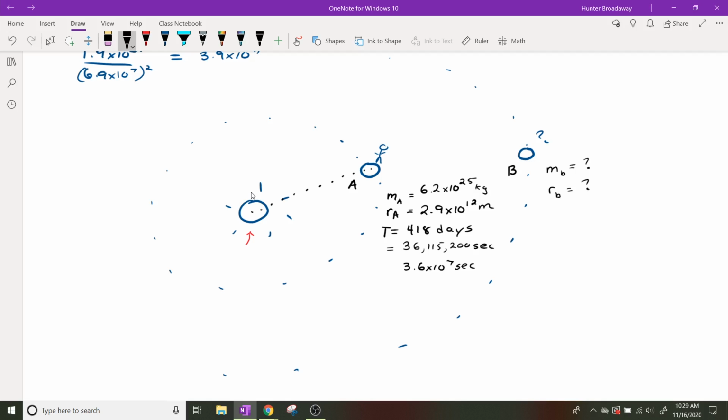The radius of B, we don't know, but we do know from actually observing in the night sky that the time it takes for it to go around one revolution is not 418 days, but more like 725 days. And so we need to probably change that over into seconds. The question is, can we actually take this and solve for the radius and the mass? And that's what we're going to do.